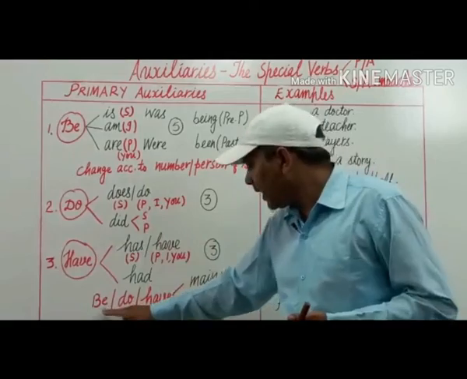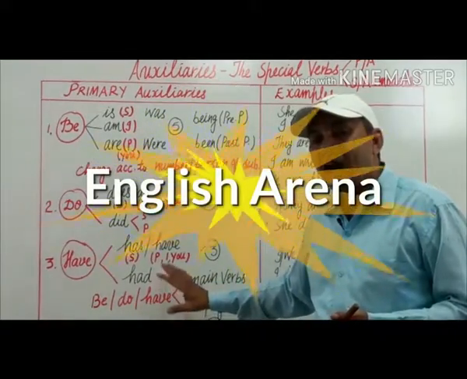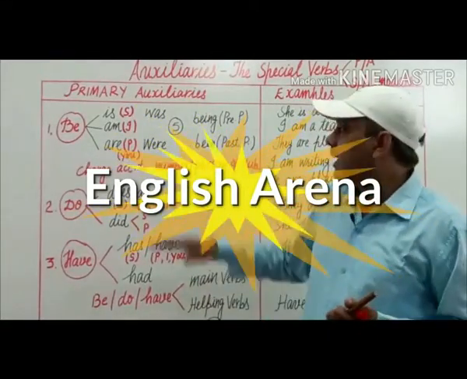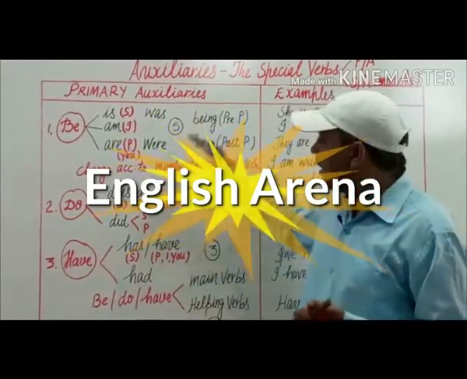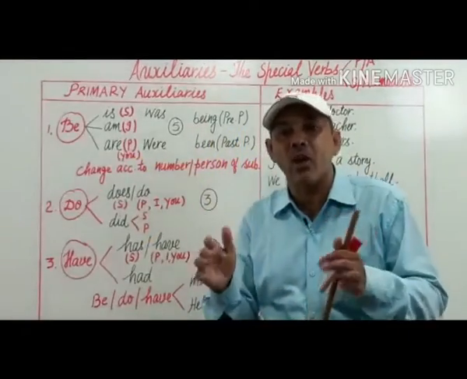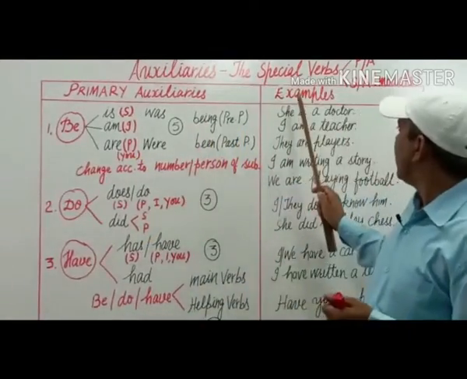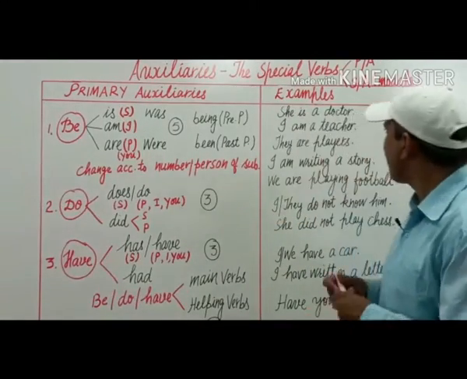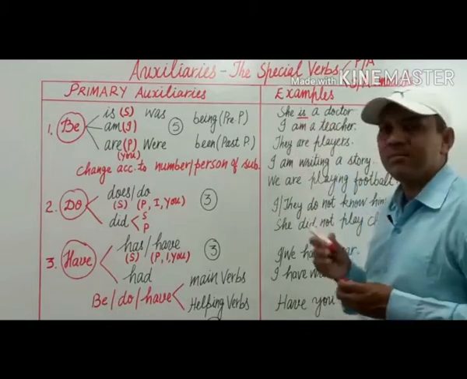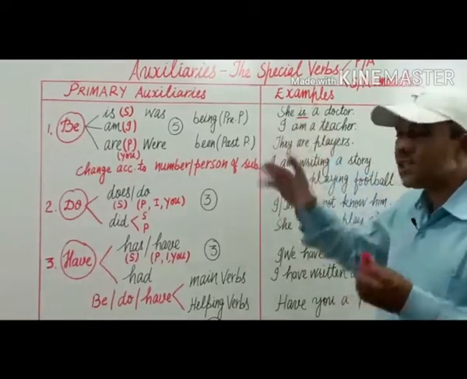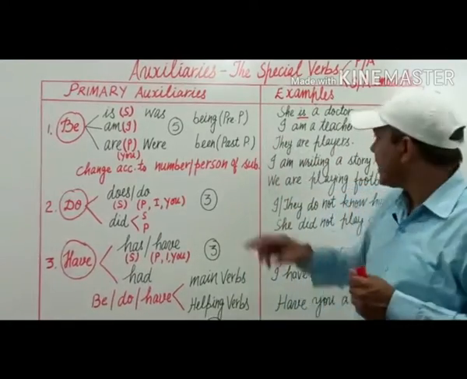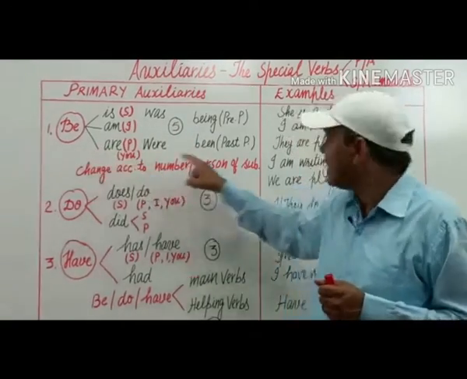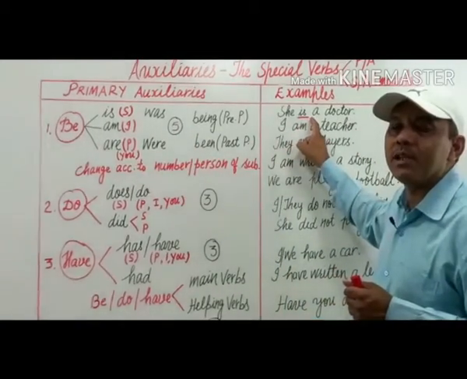In this way, be, do and have are used in different forms in the sentences. Let us take some examples and learn the concept of be, do, have primary auxiliaries. Example: she is a doctor. Here, what is the verb? Is, because there is no other verb in this sentence. It means this primary auxiliary, which is the form of be, is acting as the main verb in this sentence.